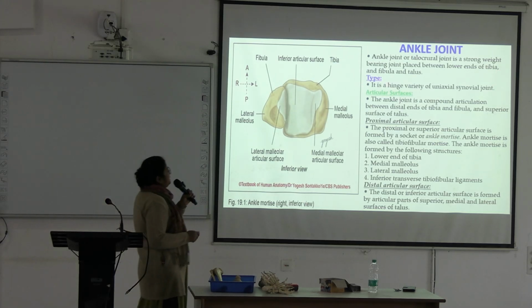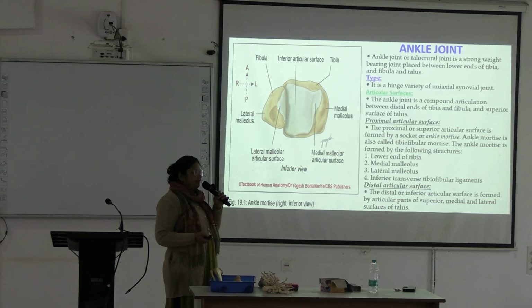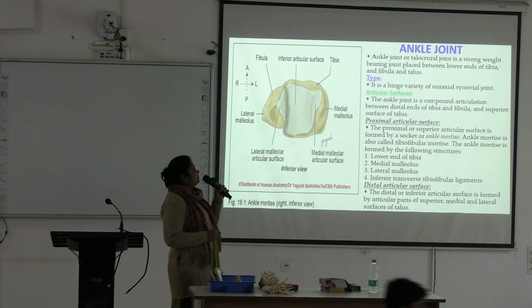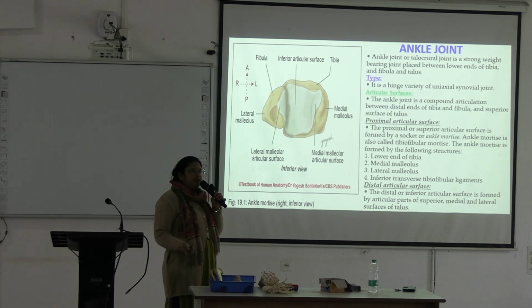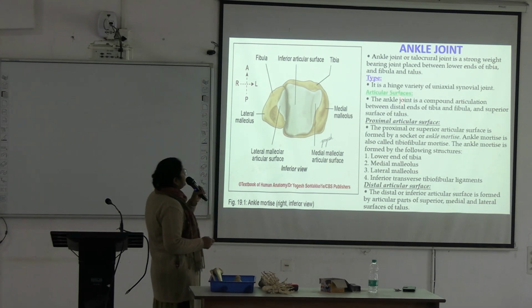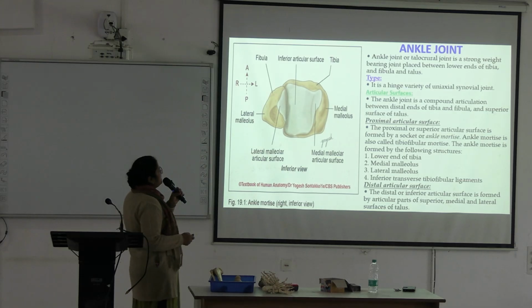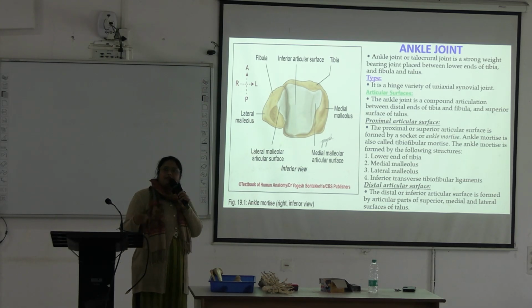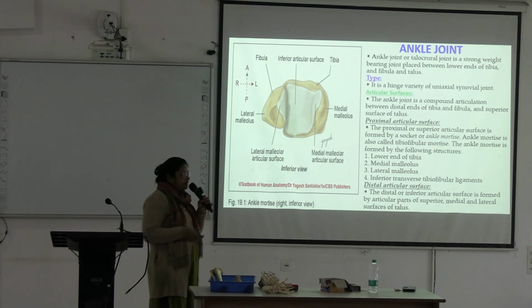Okay. Next, what type of joint is ankle joint? Very frequently asked in your viva. It is a hinge variety of uniaxial synovial joint. Okay, ankle joint. Type of joint is very important. Now we will discuss the articular surfaces involved in formation of the joint.